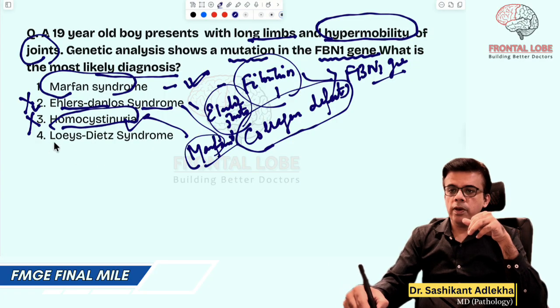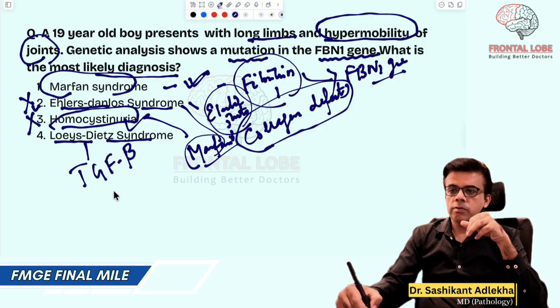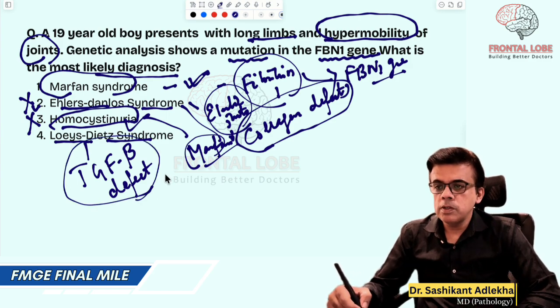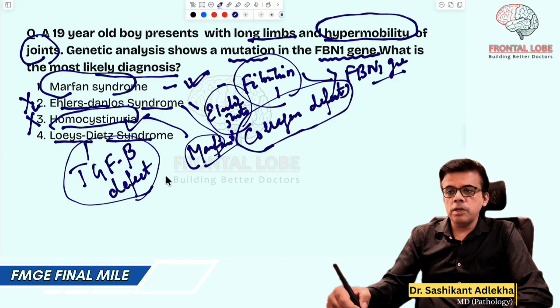Now coming to another rare type of condition, Loeys-Dietz syndrome. So here there is a TGF beta defect. And it also leads to Marfanoid features, and it leads to early childhood aortic dissection and aortic aneurysm. And apart from that, there is some uvula defect, and there is hypertelorism, that is also a feature of Loeys-Dietz syndrome. So this is ruled out.